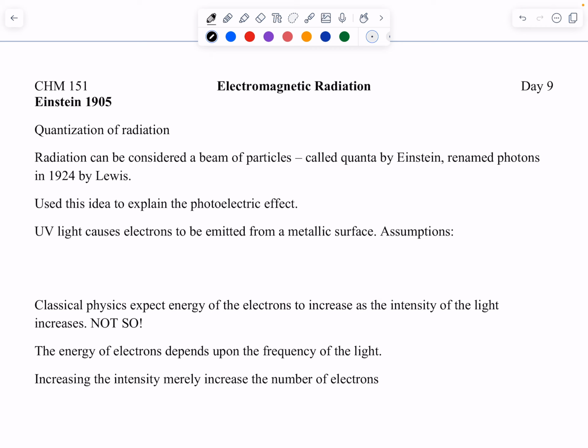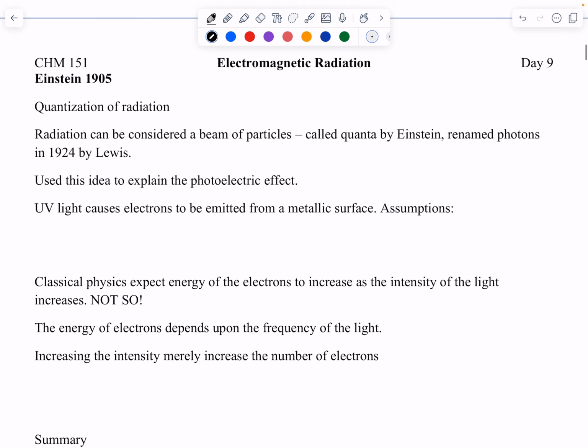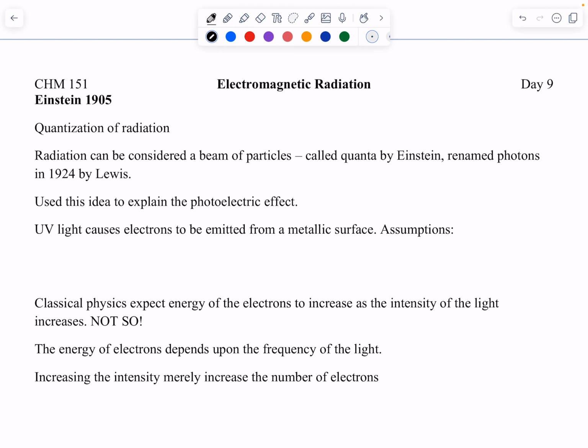All right, well, what's the photoelectric effect? Do I have a picture of the photoelectric effect? I do not have a picture of that in here. So basically, the photoelectric effect, we have a piece of metal here. I have a piece of metal. And that piece of metal has two wires.